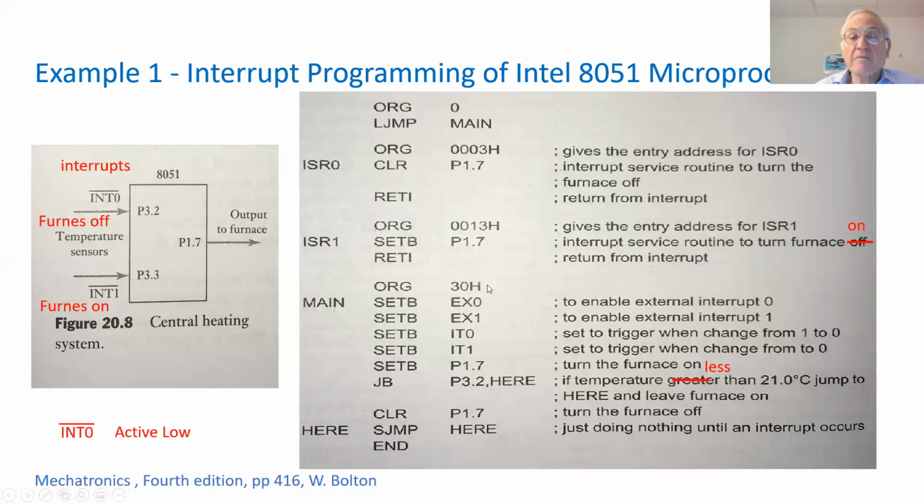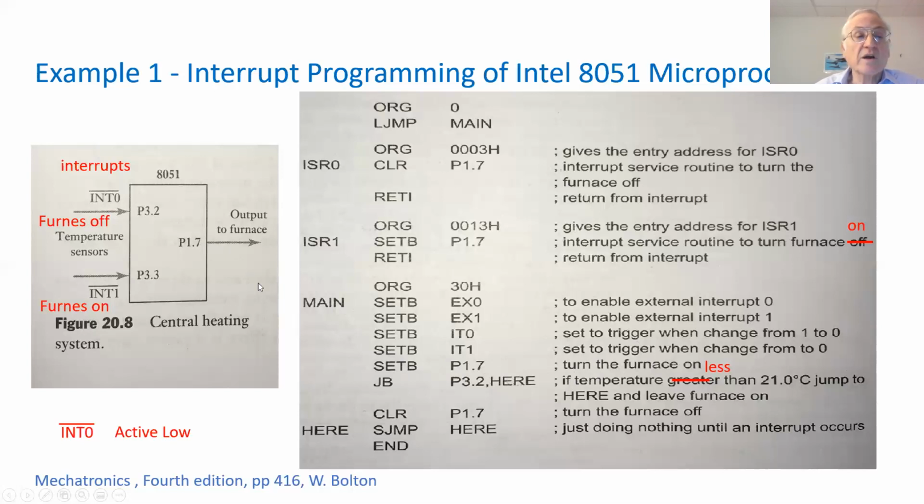Now the main program defines the configuration of the interrupts. It starts at this location. It enables interrupts 0 and 1, and sets the definition of IT0 and IT1, and then it sets the output over here to 1.7. It sets the bit, therefore the output is on, so the furnace is on.